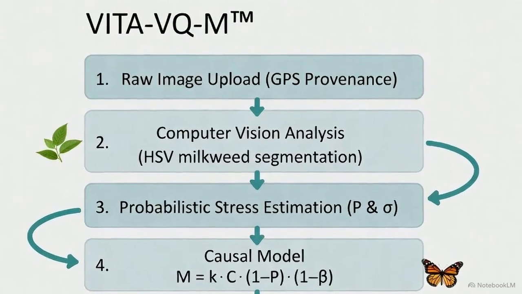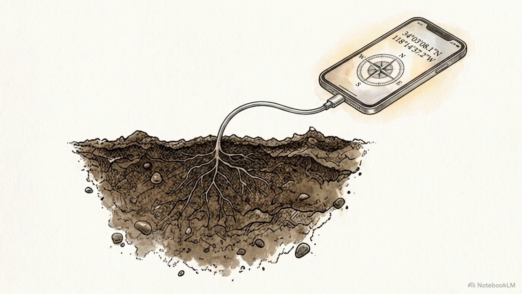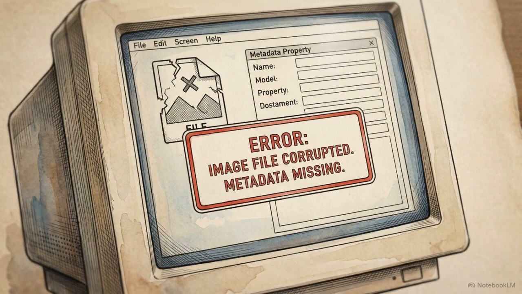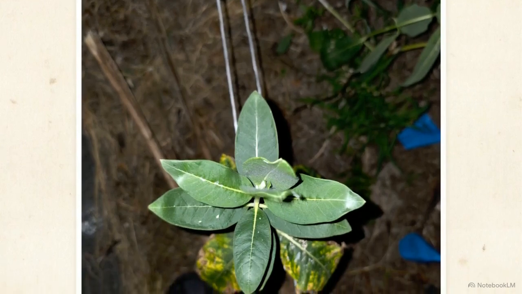The process begins by capturing raw field images that contain embedded GPS coordinates and EXIF timestamp metadata. Preserving a strict chain of custody from the physical soil to the digital extraction prevents the AI from analyzing fabricated or manipulated inputs. If the provenance is broken, the analysis halts. This is an example of raw, unfiltered ecological input data.